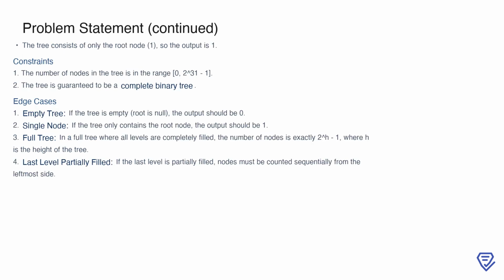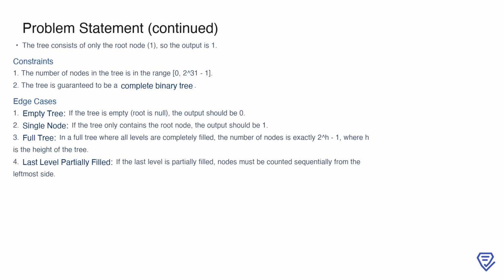Now let's discuss the constraints and edge cases for this problem. The number of nodes in the tree can range from 0 to just under 2.1 billion, as the upper limit is 2 to the power of 31 minus 1. Importantly, the tree is guaranteed to be a complete binary tree, so you can rely on that property while solving the problem.